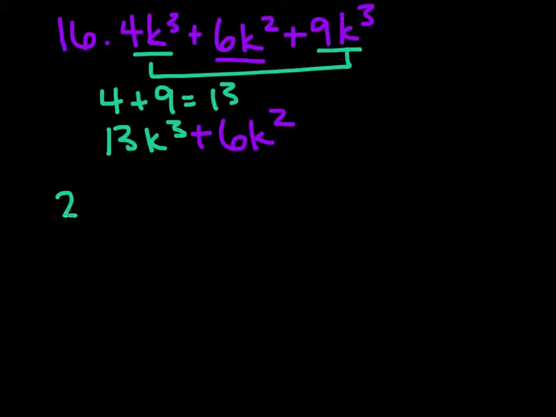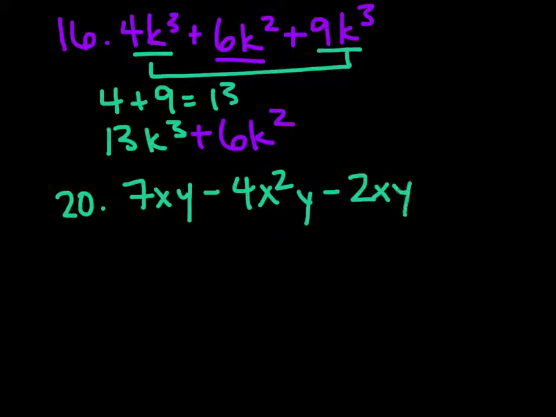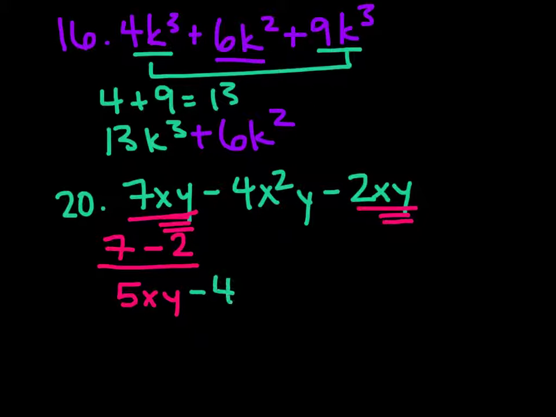It is number 20. So we have 7xy minus 4x squared y minus 2xy. So let's look for the like terms. I see like terms here and I see like terms here. They have the same variables with the same exponents. So to do this math, I have 7 minus 2. That's all I'm paying attention to, just the coefficients. I don't need to pay attention to the variables because they are going to stay the same when I'm just adding and subtracting. So I get 5xy minus 4x squared y. Done. Awesome. Sweet. Finished.